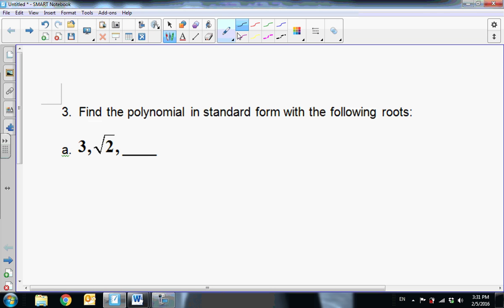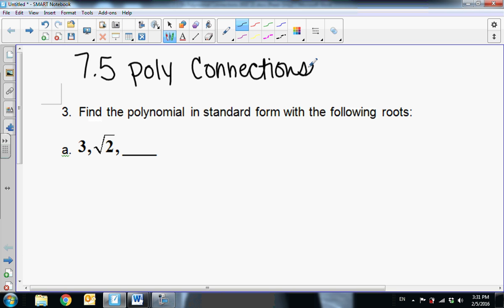Okay, these are the notes for 7.5 polynomial connections, but we are going to do things a little bit out of order. So if you'll flip to the back of your notes page, we are going to start with number 3. So we are asked to find the polynomial in standard form with the roots that we're given. We're given a root of 3, and we're given a root of square root of 2.